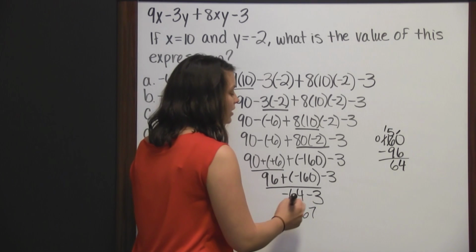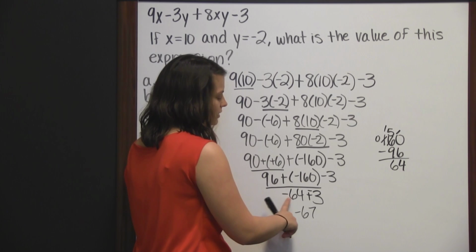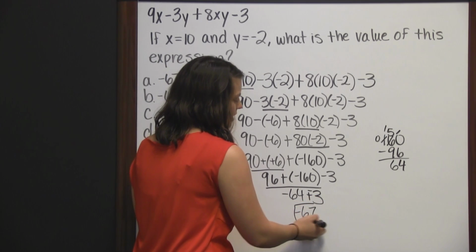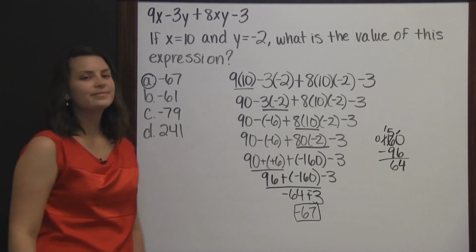And finally, even another way to think about it is you can change it to adding the inverse. So you have negative 64 plus negative 3. Either way, you're going to get negative 67. And that's answer A.